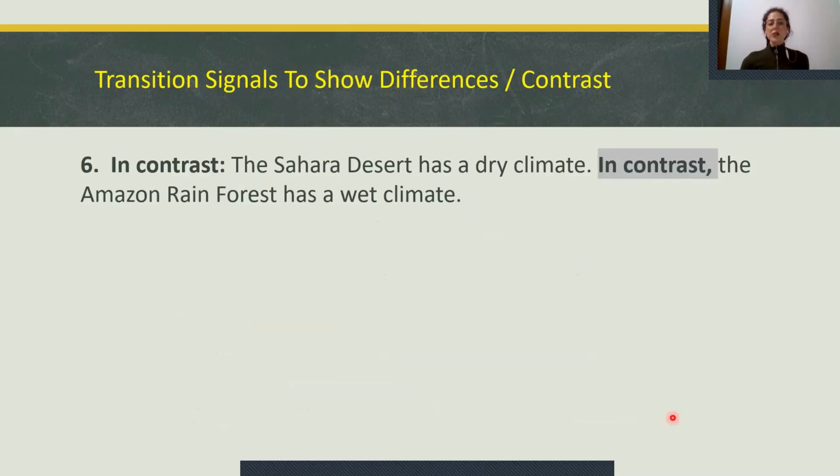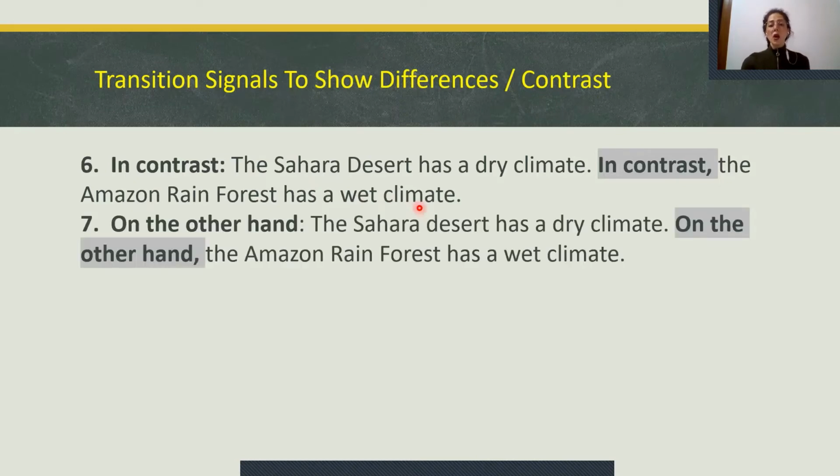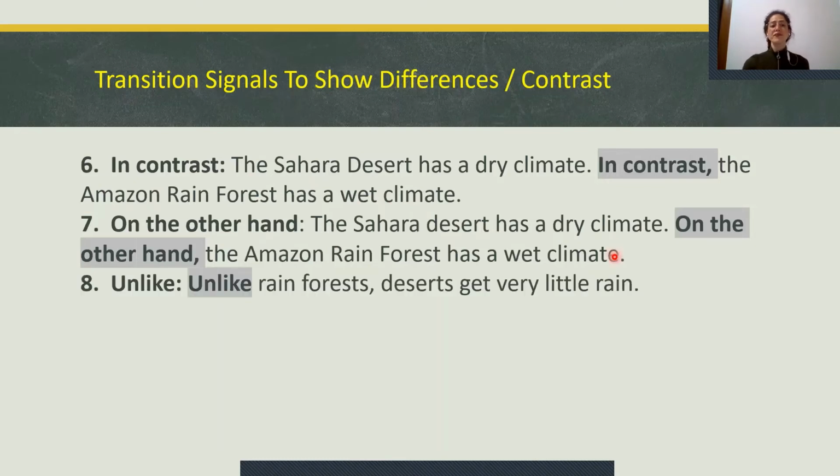Okay, I'm continuing. In contrast, the Sahara has a dry climate. In contrast, the Amazon rainforest has a wet climate. The same as however. On the other hand, the Sahara Desert has a dry climate. On the other hand, the Amazon rainforest has a wet climate. The same as the however group. Unlike, yeah. Be careful here.